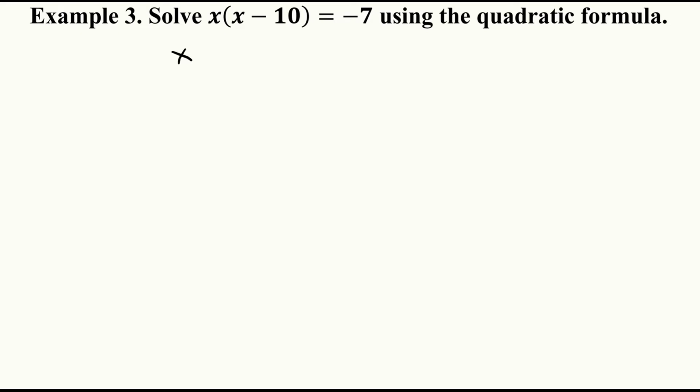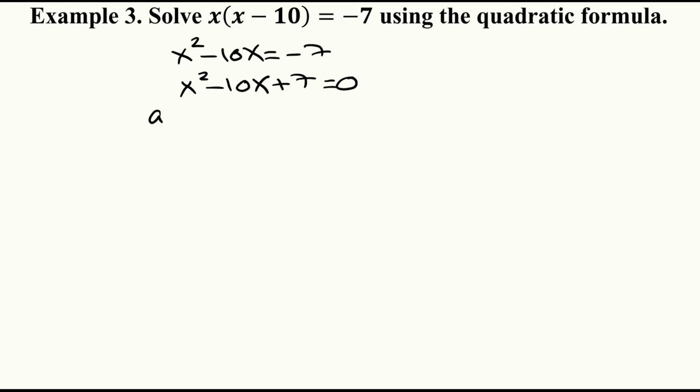We end up with x squared minus 10x equals -7. Now we'll go ahead and move the -7 to the left side, so we get x squared minus 10x plus 7 equals 0. So we're ready to extract the constants a, b, and c.